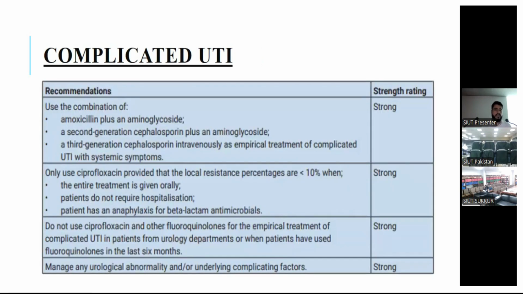Complicated UTI. In the treatment of complicated UTI, usually a combination of antimicrobials is given: amoxicillin or a second generation cephalosporin with an aminoglycoside. Or a third generation cephalosporin is given as empirical treatment for complicated UTI with systemic symptoms. Ciprofloxacin may only be used when the local resistance percentage is less than 10%.